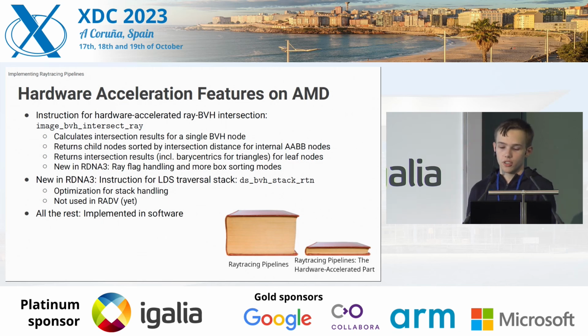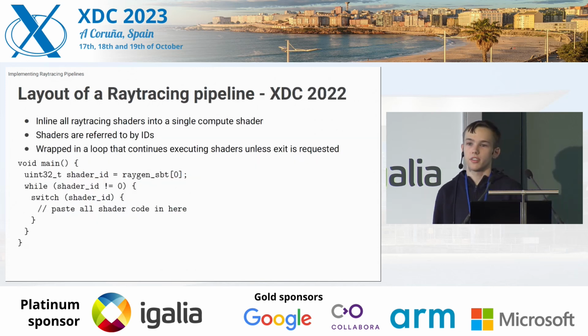So the software implementation has changed quite a bit over the last years. At XDC 2022, we had basically this kind of implementation where we just inlined the whole ray tracing pipeline into a single compute shader and referred to all of the shaders by their IDs. So we had a giant switch case for each of the shaders, and if their ID matched the ID that we wanted to call, we'd execute the code for that shader. And since there's arbitrary recursion and you don't actually know how many shader calls you're going to make, we also had this while loop, so we continually would call new shaders until the shader ID was set to 0, which would signal that we should exit the shader instead.